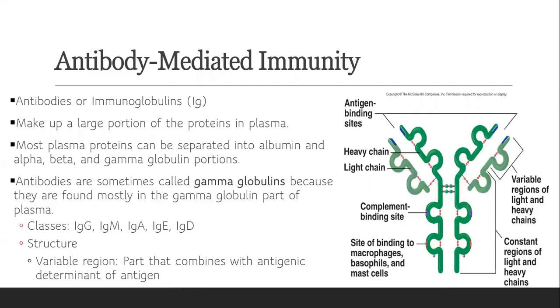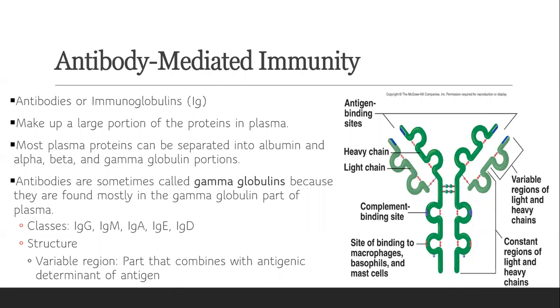So, what is antibody-mediated immunity? This is the first type of adaptive immunity. It uses antibodies or immunoglobulins. They make up a large portion of proteins in the plasma and can be separated into albumin and alpha, beta, and gamma globulin portions. Antibodies are sometimes called gamma globulins because they are found mostly in the gamma globulin part of the plasma. There are 5 types of immunoglobulin: IgG, IgM, IgA, IgE, and IgD.